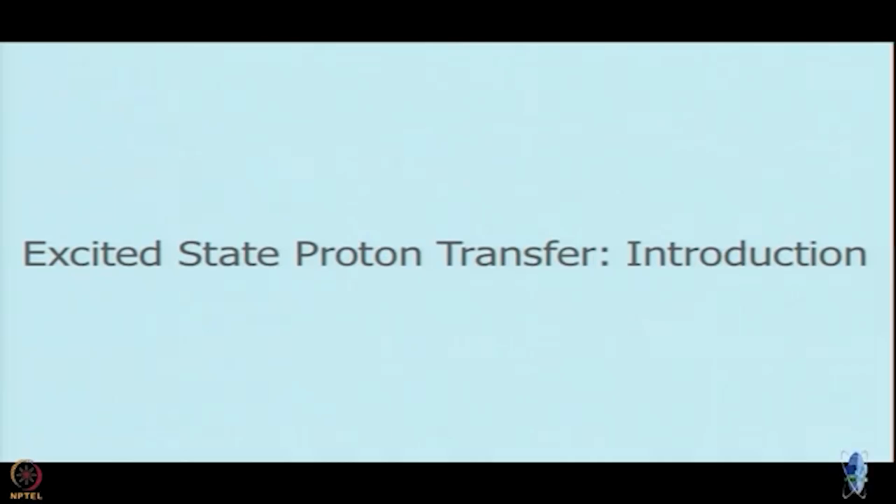Okay. Now, in the next couple of modules, I want to talk about one of the most favorite excited state processes, a personal favorite for me, partially because half of my PhD thesis was on this, and we have done a lot of work on this process, and this process is excited state proton transfer.